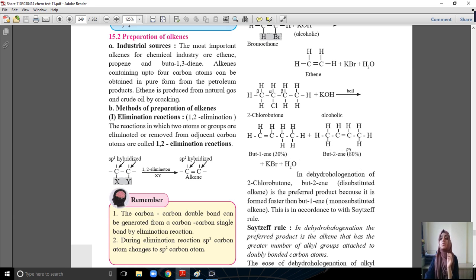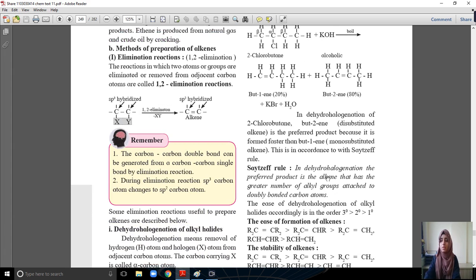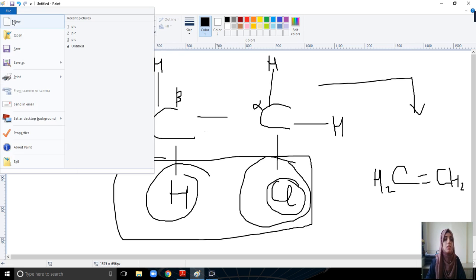So we have to decide what is the major product and what is the minor product, and on which basis they are forming. What rule are they following? The rule is Saytzeff rule. According to Saytzeff rule, in dehydrohalogenation reaction, the preferred product, or the major product, is the alkene that has the greater number of alkyl groups attached to the doubly bonded carbon atoms. See, I will explain this rule by taking an example.